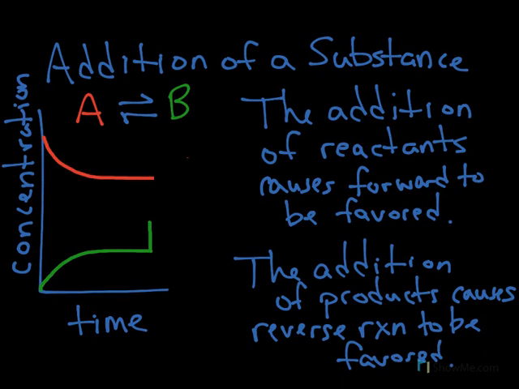So graphically, let's think what that means. There's too much B in this case. Some of that B is going to have to be consumed in order to reestablish its equilibrium. But since that B is being consumed and it's turning back into A, then we should see the concentration of A increase and ultimately level off again, reestablishing a new equilibrium.